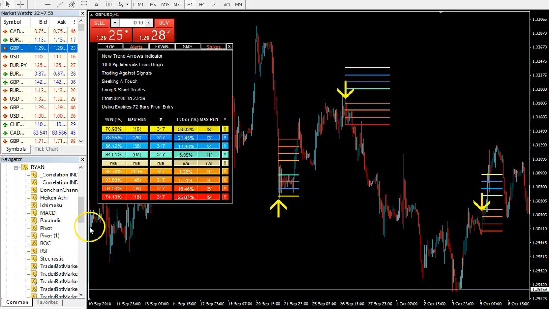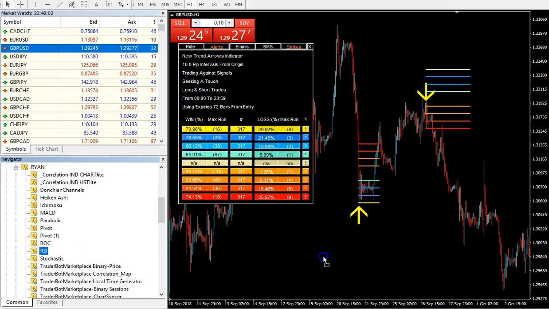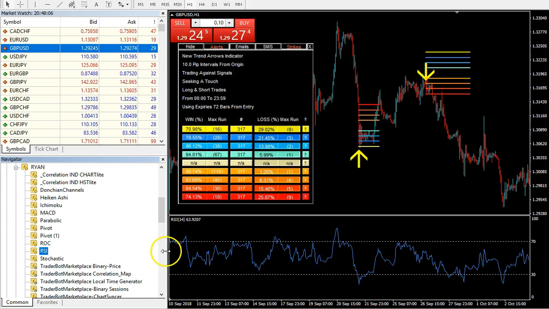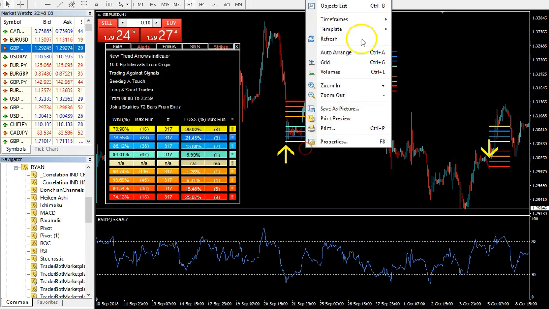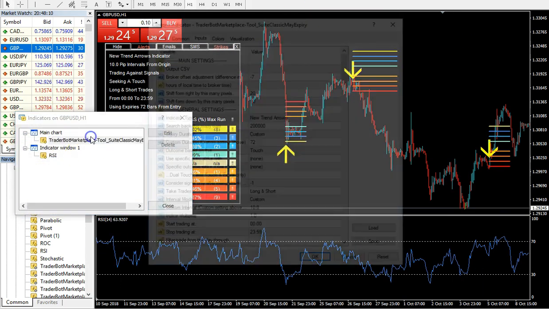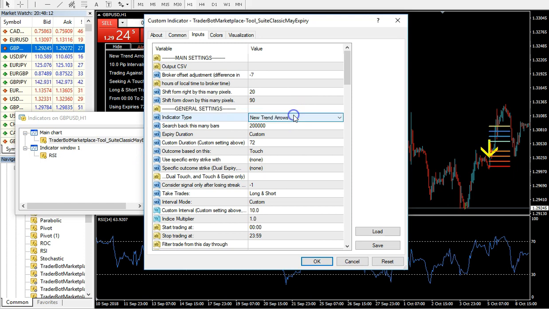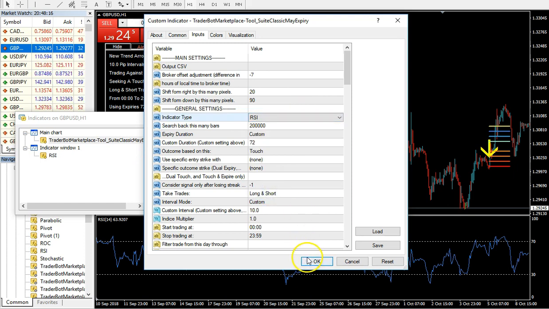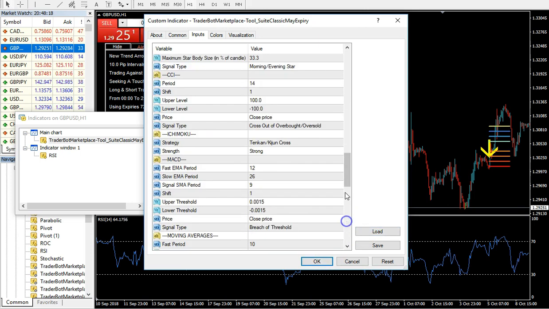So let's look at another type of indicator. Let's look at RSI. We're just going to put an RSI over. It's a 14 period. And we want to mimic that with the tool suite. We want to see how often things happen. So we're going to go over here. Instead of new trend arrows, we're going to choose RSI. And we'll leave the parameters alone.